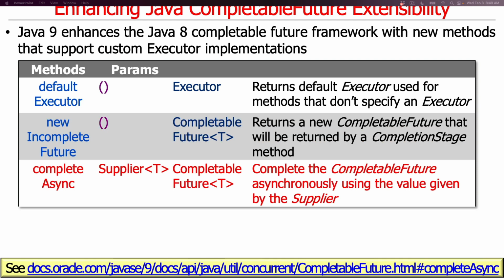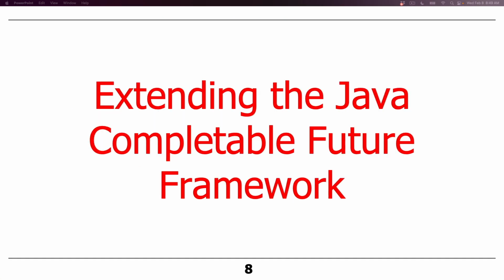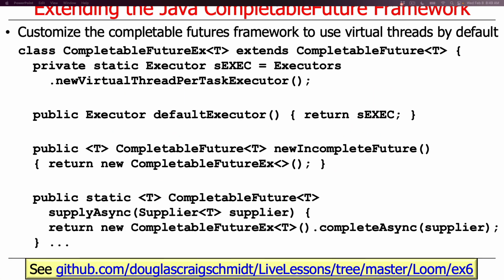And then the third and final method is called complete async, which for a long time befuddled me as to what the purpose of this method was. But once I understood that you could customize the CompletableFutures framework, it made perfect sense. What it does is it takes a completable future, and then it will complete that completable future asynchronously using the value given by the supplier. It's basically going to be used as a completion stage method and will be given the supplier to complete the computations. We'll see how that gets used as well. So let's take a look and see how this works.